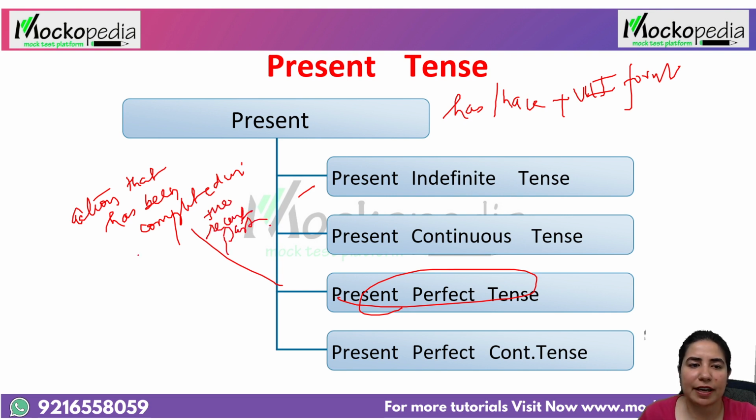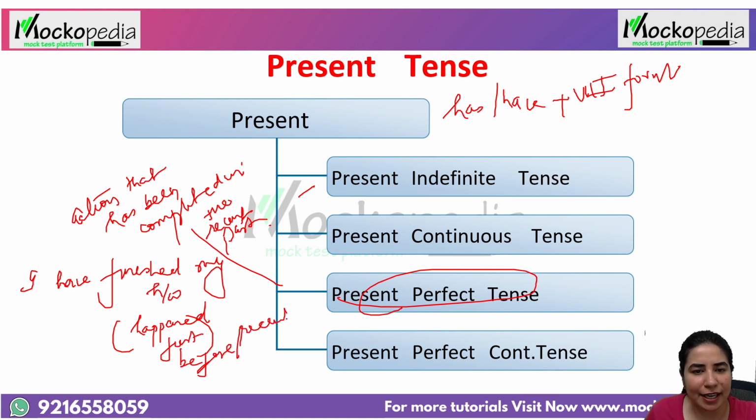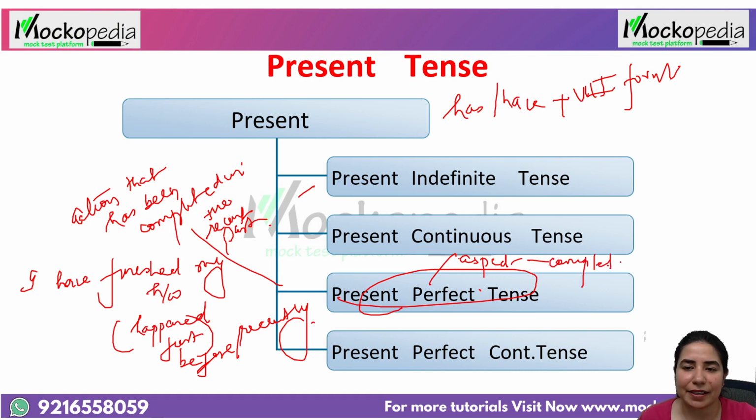Okay, so if I say I have finished my homework, you can write in the bracket happened just before or recently, right? So an action that has been completed, like when we were doing the classification, we said that the aspect classification perfect would be that the action is completed, right? So perfect will show that it is done. So an action that has been completed in the recent past, there we use present perfect, right? So you can make notes, and then we move to the next.